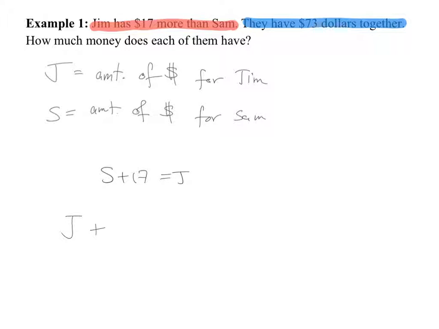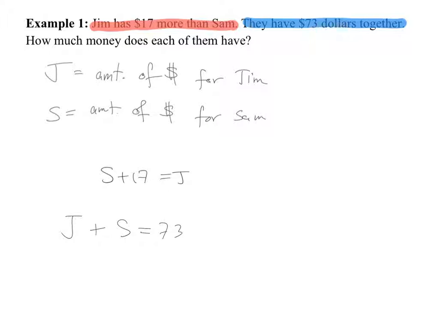Give me the general statement for now. J plus Sam equals 73. Good. And I'm starting slow, guys. I know a lot of you jumped the gun and already substituted, and that's fine. So then wherever you see J, you plug in S plus 17. That goes in right here in the second one, and you solve.